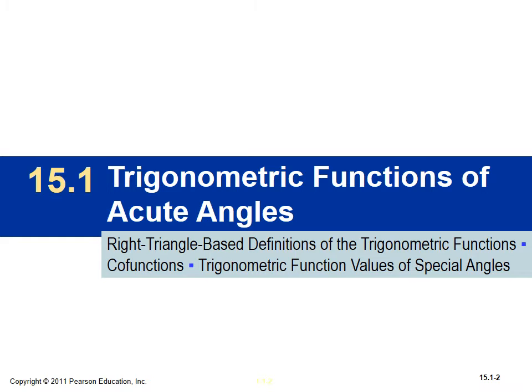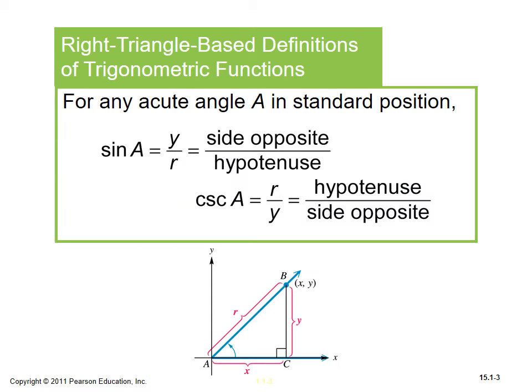So anyway, we're going to talk about today 15.1, trigonometric functions of acute angles. Right triangle-based definitions of the trigonometric functions, cofunctions, trigonometric function values of special angles. Okay, so first of all, let's get some definitions out of the way here. Right triangle-based definitions of trig functions.